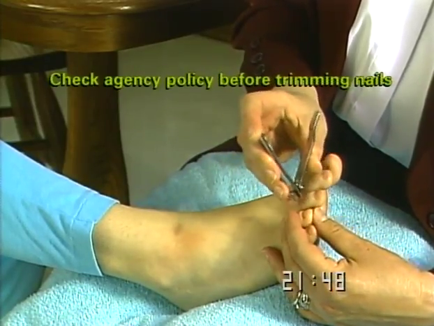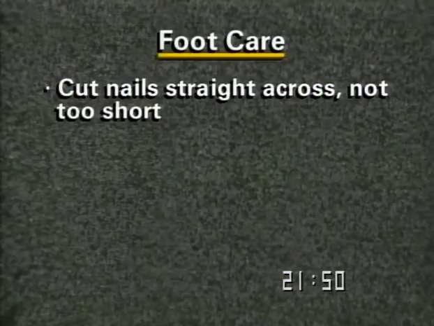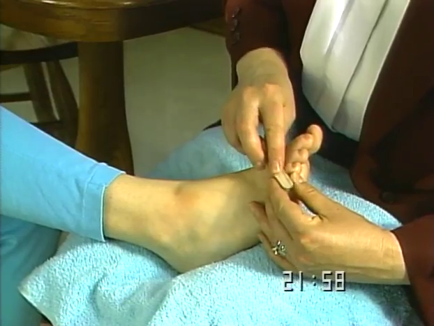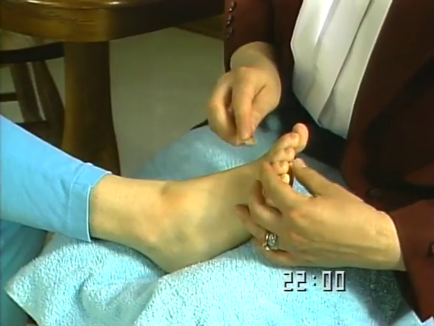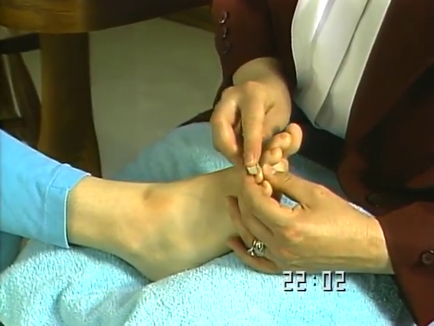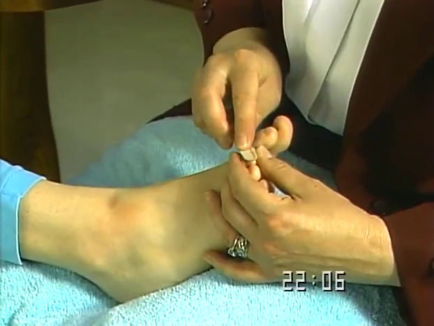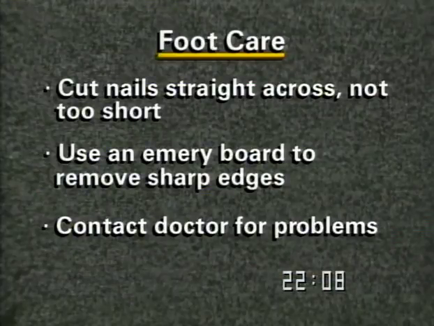Use a professional nail clipper. Cut nails straight across and not too short. Be careful not to cut the skin. Use an emery board to remove sharp edges. Instead of trimming, you can also file toenails to the desired length. Avoid cornering nails, and don't dig under the toenails or around cuticles. Be sure to contact a doctor or podiatrist for any problems.